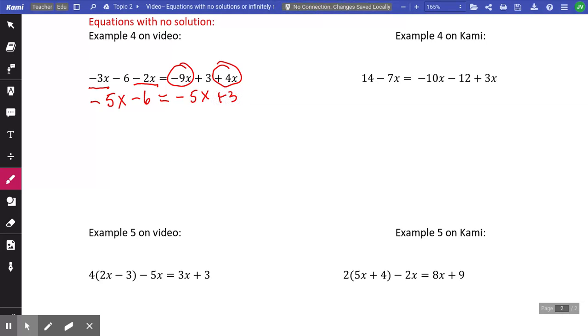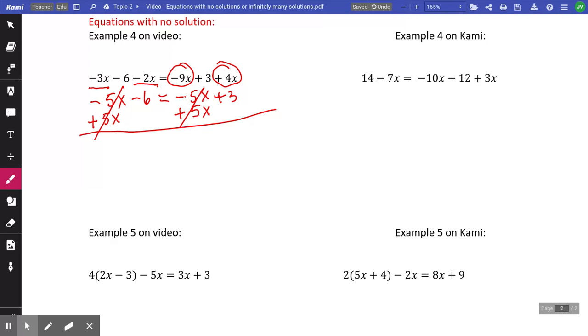Plus 3. Now I can't combine anymore, so let me start canceling. Variables on both sides, so I'm going to get rid of this -5x by adding 5x to that side. -5x, +5x, these are opposites, they cancel each other. Whatever I do to this side, I do to the other, so I add 5x there too, okay? I'm going through these steps fast because we have worked on this for weeks. It's just the final step that's new.